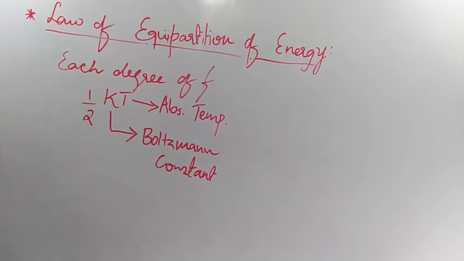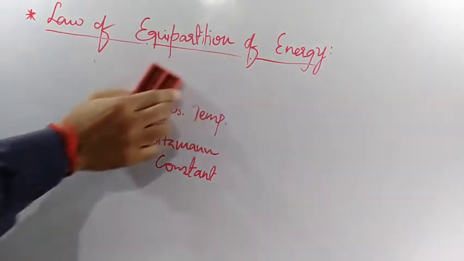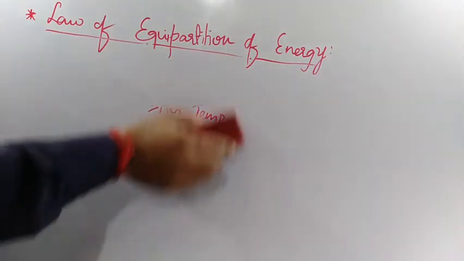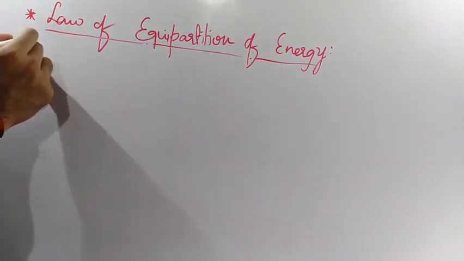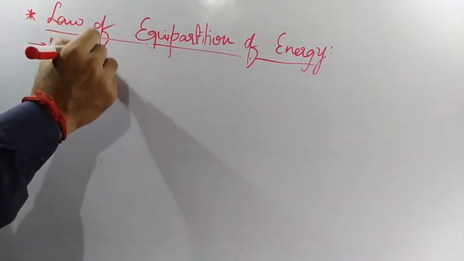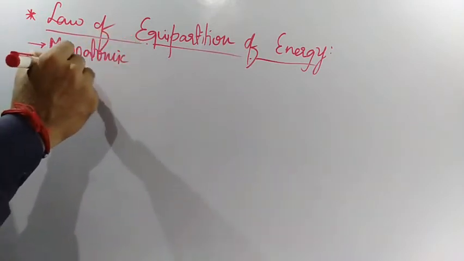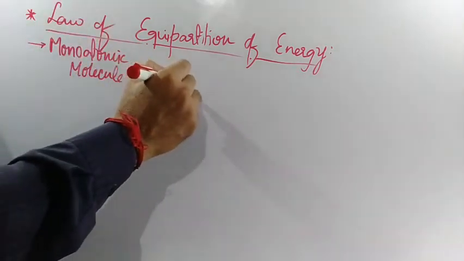So according to the law of equipartition of energy, the average kinetic energy associated with each molecule with each degree of freedom is nothing but half kT, where k is the Boltzmann constant and T is the absolute temperature. Now how to understand this? Listen, if we are having a monoatomic molecule, let me write here, monoatomic molecule, the degree of freedom is 3. Clear?